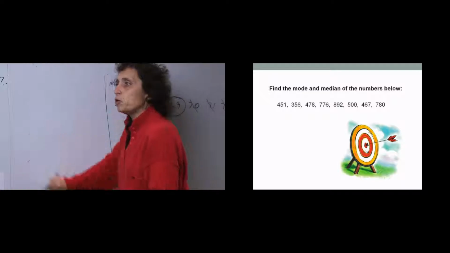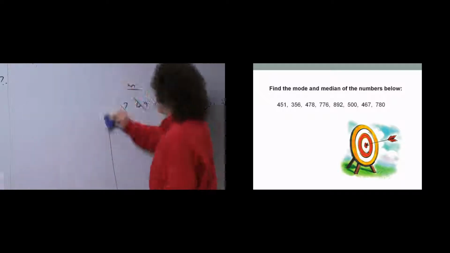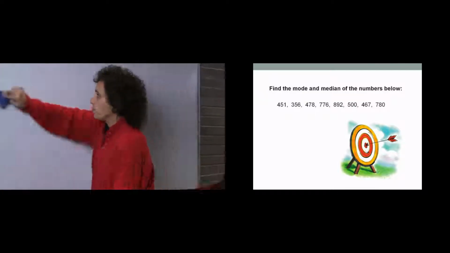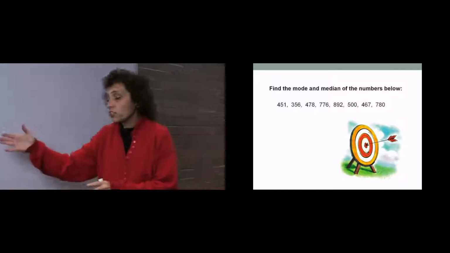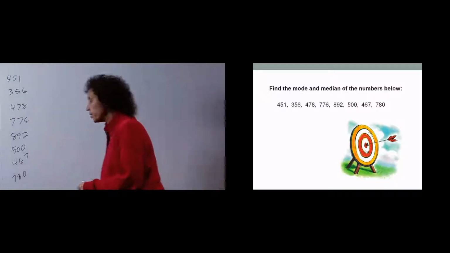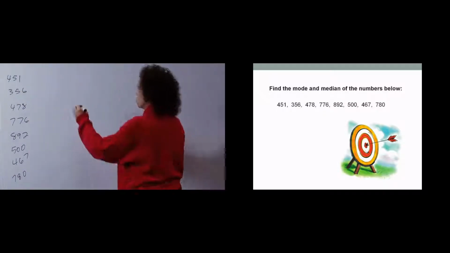All right, find the mode and median of the numbers below. Why don't you try that while I write it down? And then we'll see if we match. All right, now let's take a look at these numbers. I believe there's 8 of them. 1, 2, 3, 4, 5, 6, 7, 8. Yep, 8. We're going to do the mode first because the mode's just plain easy.